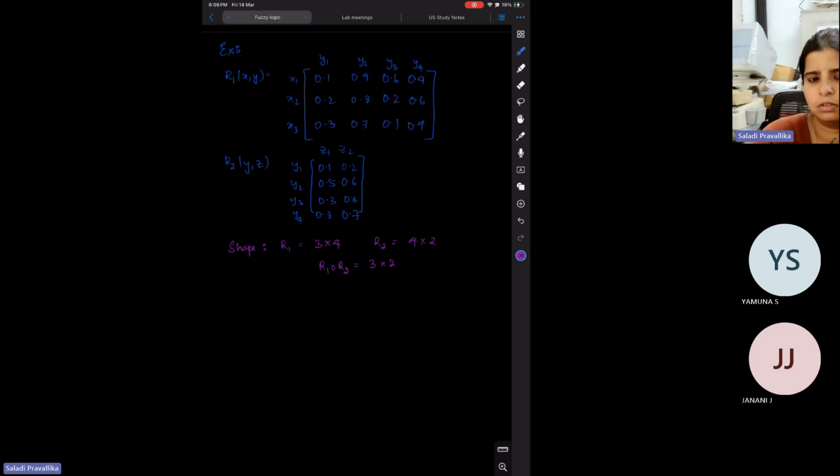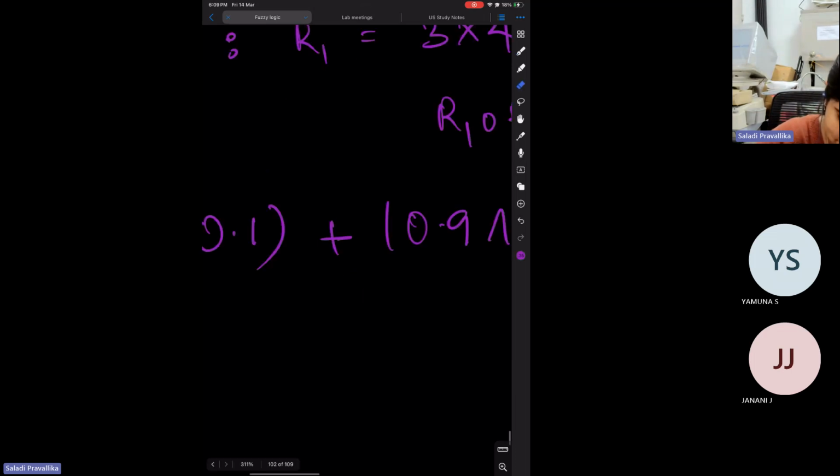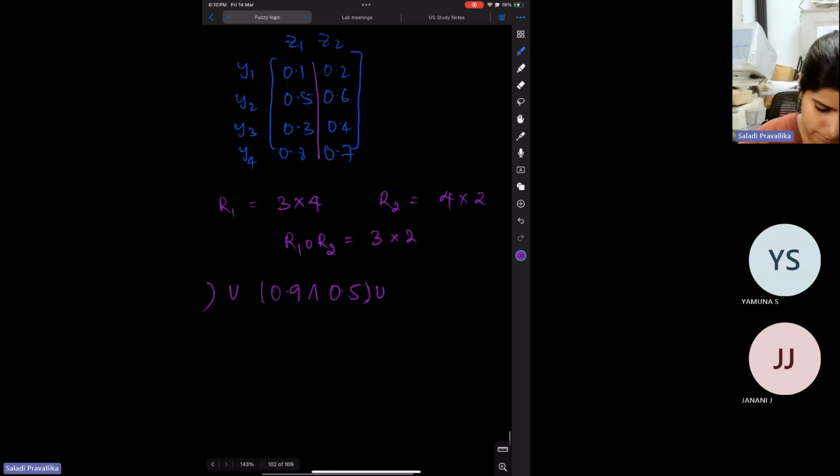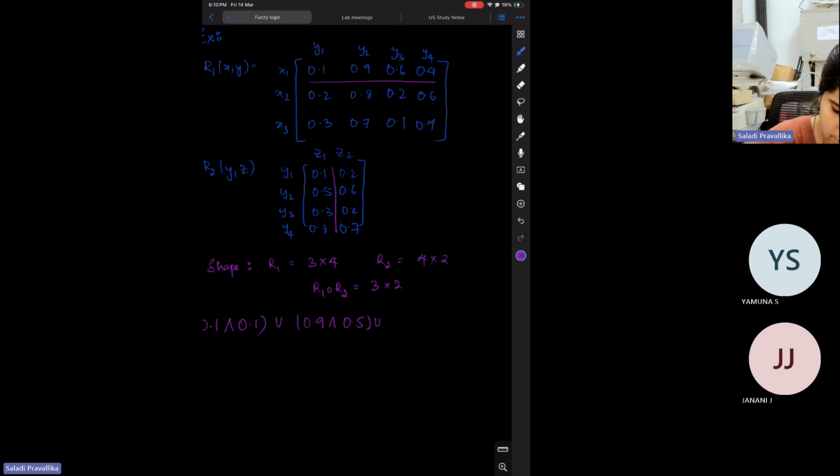Now, let us do some sort of a matrix multiplication kind, right? So first you take one row and then you take one column. It is usually 0.1 cross 0.1. But as I said, instead of cross, we are going to take intersection, right? 0.1 intersection 0.1 plus 0.9 intersection 0.5 plus, sorry, it's not plus, it is going to be union, right? In place of plus, we are writing union. In place of multiplication, we are writing intersection. Okay. So 0.9 intersection 0.5 union, 0.6 intersection 0.3 union, 0.4 intersection 0.8.